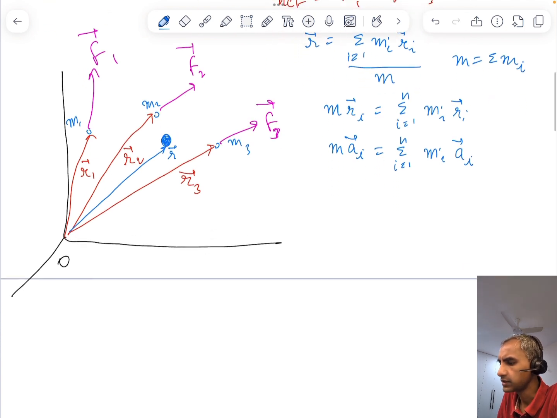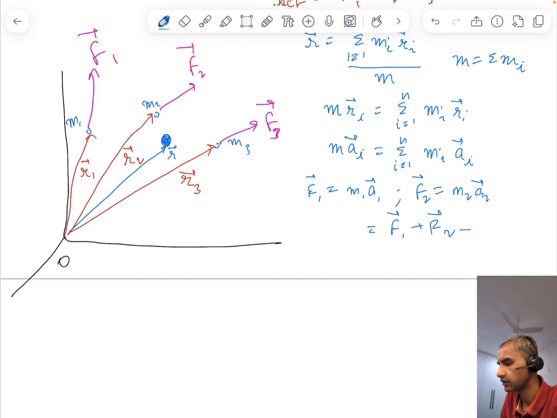Now from this we can then say that, of course, F1 vector is equal to m1a1 vector, F2 vector is equal to m2a2 vector. Therefore the right hand side of this equation becomes F1 vector plus F2 vector plus F3, etc. Right, and this is m a vector on the left hand side.